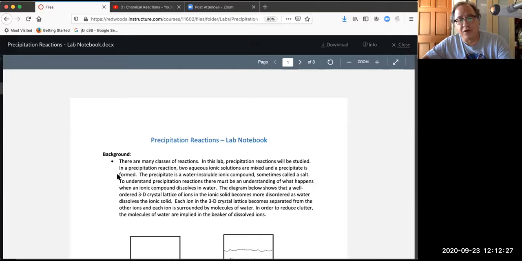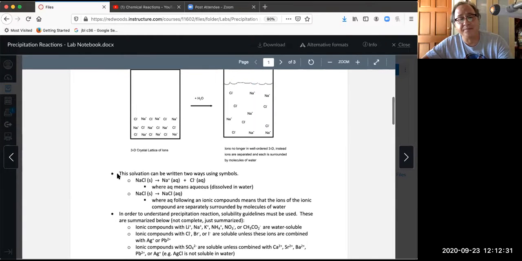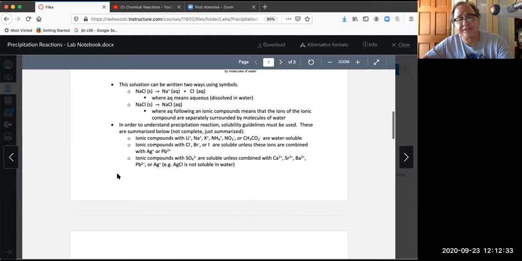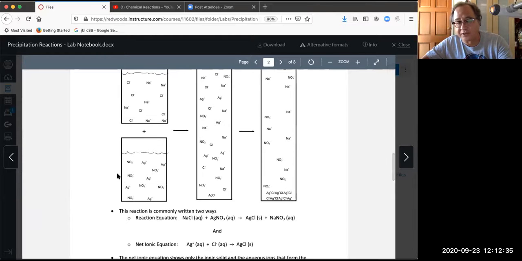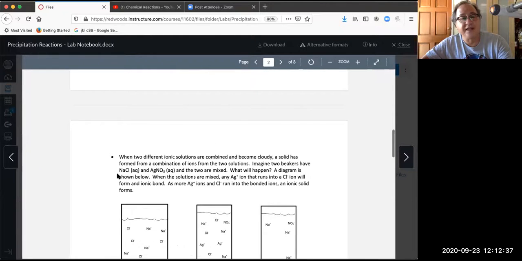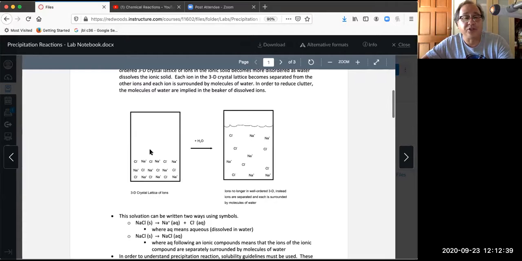But of course, I do want to give you some background about what's happening. So you want to read through this. This is not necessarily stuff you want to put in your introduction. Like here, I have a little diagram that shows you if you have an ionic solid, a three-dimensional lattice of ions, and you can see that it's very well structured.